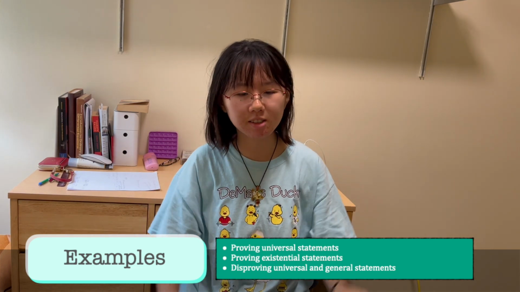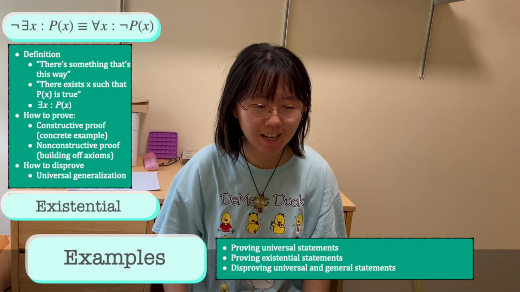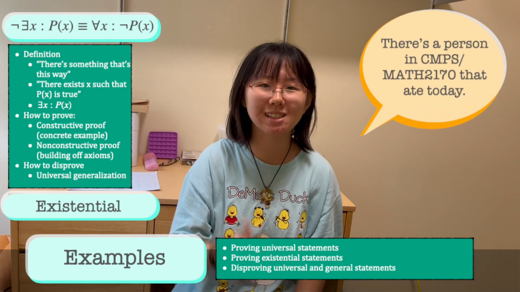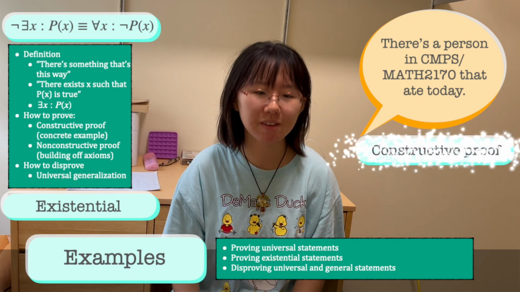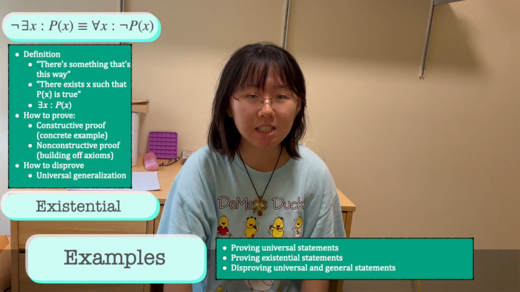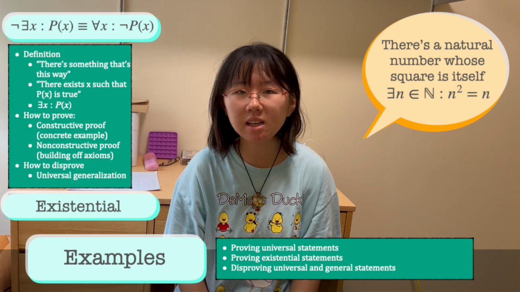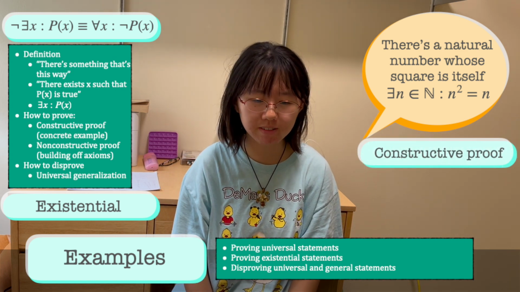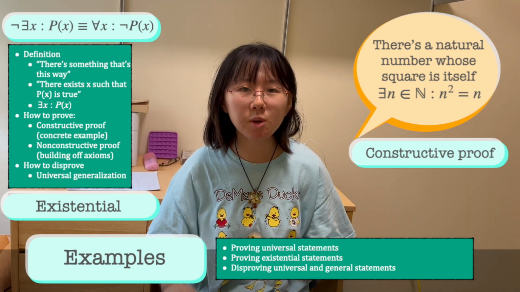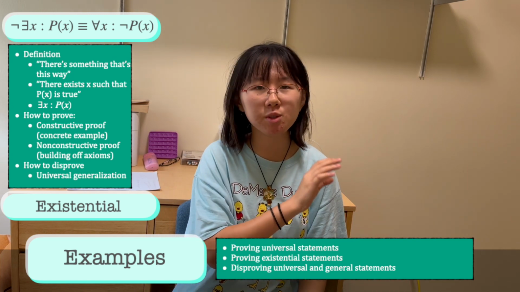For our next big chunk of examples, let's prove some existential statements. And once again, we'll start off with the wordy one. So there is a person in Comp Sci/Math 2170 who ate today. We would use a constructive proof of evidence for this one because it's really easy to find a single person, right? For an example that's more mathy, we can say there exists a natural number whose square is itself. Once again, this is a pretty easy constructive proof of evidence because I can just say, oh look, 1 squared is 1 and they're equal. So I hope you guys can see how constructive proofs of evidence are similarly structured to proofs by exhaustion, right?